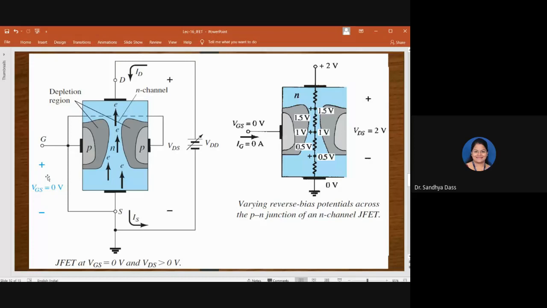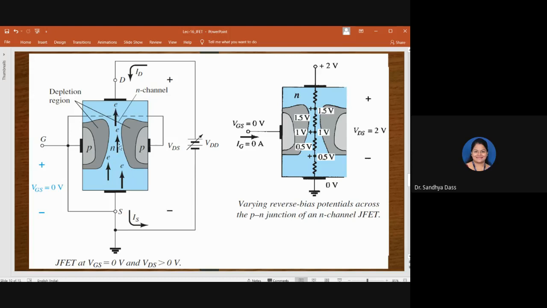So now, let's start with the condition when the gate is grounded or there is zero potential applied across gate and source. Okay, let us consider that condition. So the gate terminal is across the P regions, right? Both the P regions are tied together to form the gate terminal. Now, when VDD is increased, when the voltage across drain and source, VDS, is increased, what happens? Positive terminal is connected to this drain terminal, right? As you increase VDS, what happens?